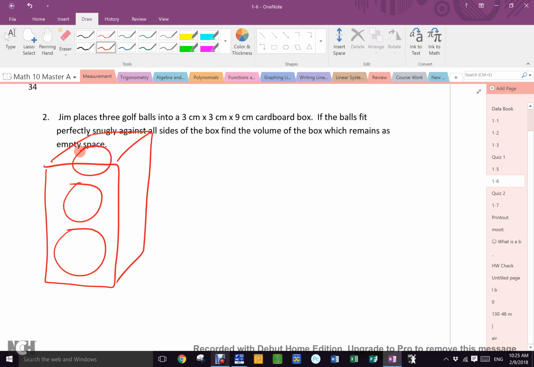So is this a volume or a surface area question? Volume. It's the volume of the box minus the volume of the golf balls, yes? And it says they fit snugly against all sides. So what is the box? It's a rectangular prism, right? What are the golf balls? Spheres. How many of them are there? So I've got to subtract 3 spheres.